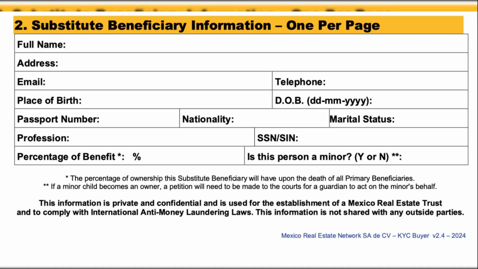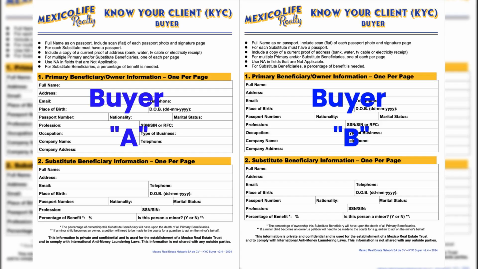Section 2. This section is for the special people you want to inherit your property in the event you passed away. Let's make sure they're included properly. The trust is structured such that the buyers are designated as the primary heirs to one another. This means that if buyer A passes away, ownership of the property will be transferred in full to buyer B. Conversely, if buyer B passes away, ownership of the property will be transferred in full to buyer A.